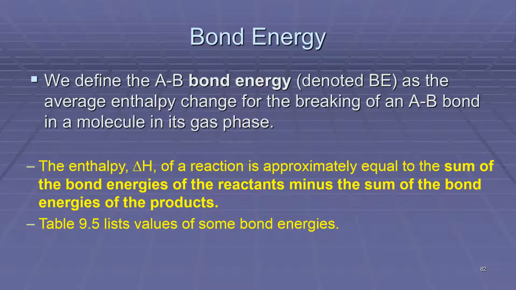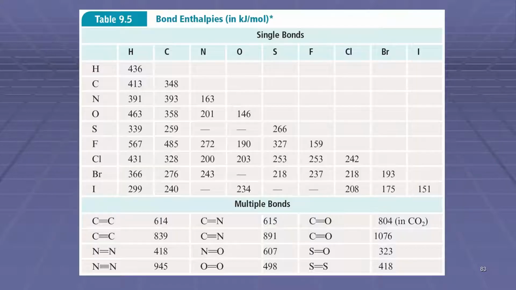So we can actually look up these values. This is similar to chapter 6, where we were finding the delta H's by using the products minus the reactants. This time we're just going to use bond energies. You can find these bond energies in a table in chapter 9, and you can also find them, I think, in an appendix at the back of the book.